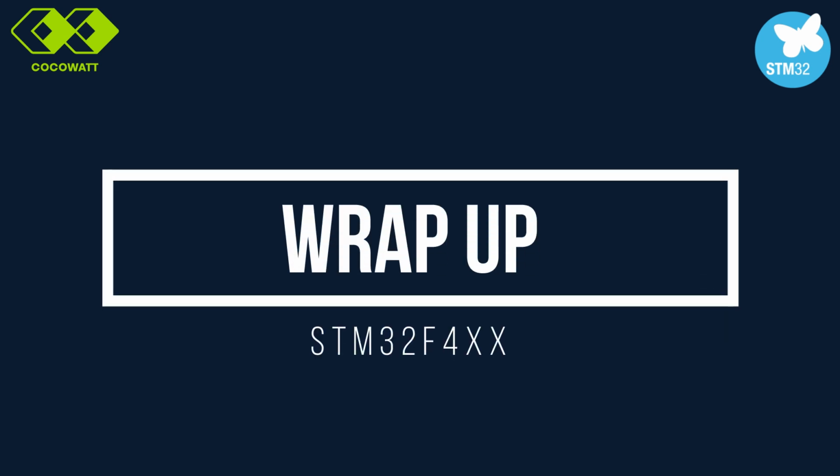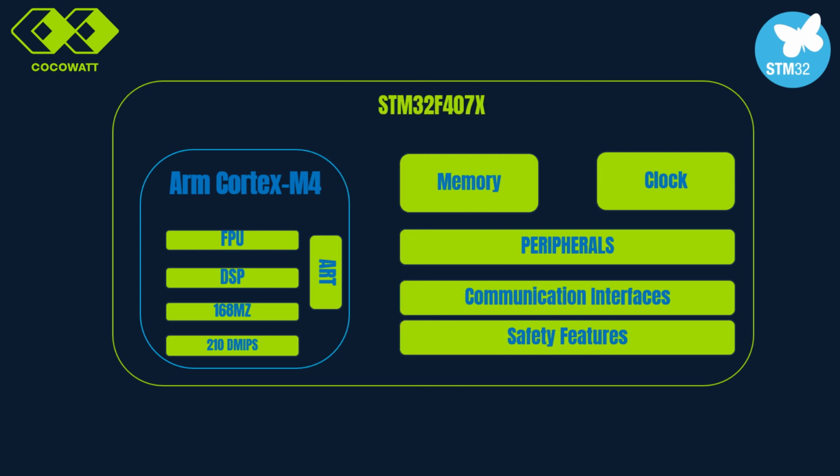That's a wrap on today's exploration of the STM32 microcontroller architecture. We've covered the powerful ARM Cortex M4 core, its key features like the floating point unit, ART accelerator, and DSP instructions, as well as the memory architecture, clock system, and peripherals that make this microcontroller so versatile.